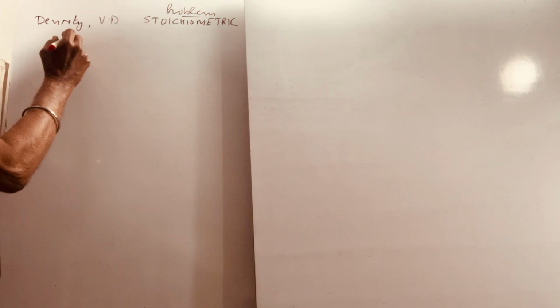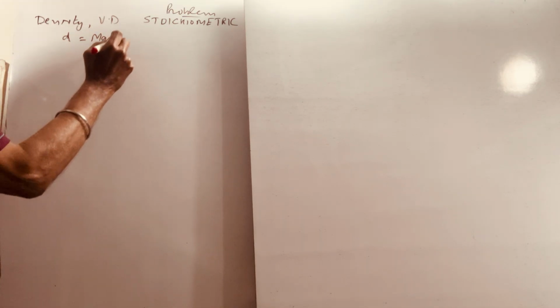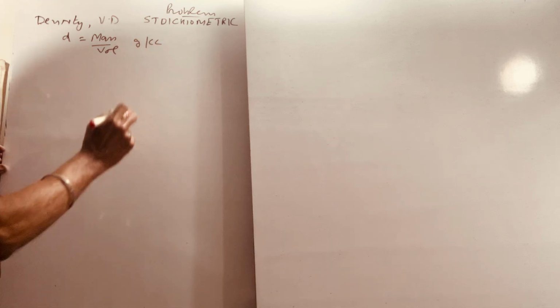Density, all of you know, is simply mass per unit volume. For example, gram per cc, gram per milliliter, kilogram per cubic meter.